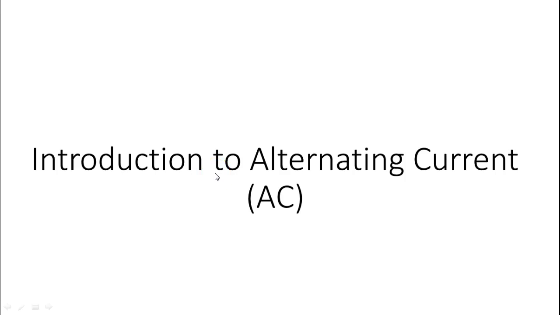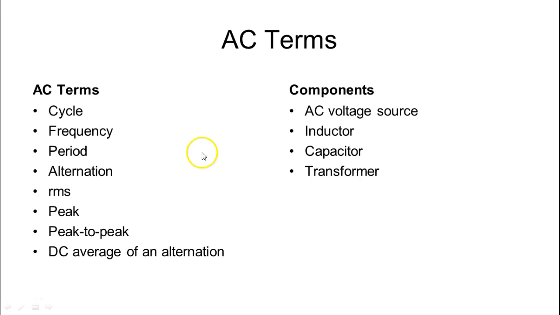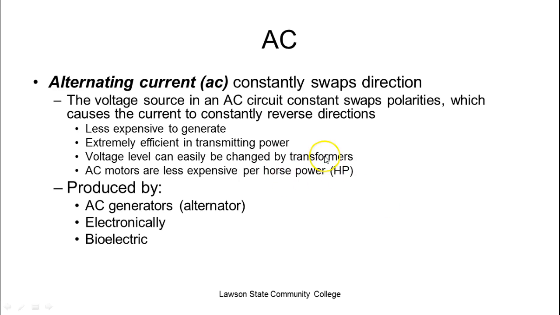Then we got into an introduction of alternating current, and these are the terms we went over: cycle, frequency, period, alternation, RMS, peak, peak to peak, DC average of an alternation, and some of the components we had a brief introduction to are the AC voltage source, the inductor, the capacitor, and the transformer. These are the advantages of AC. It's less expensive to generate. It's extremely efficient to transmit. And we can easily change the level of the voltage with these devices called transformers.